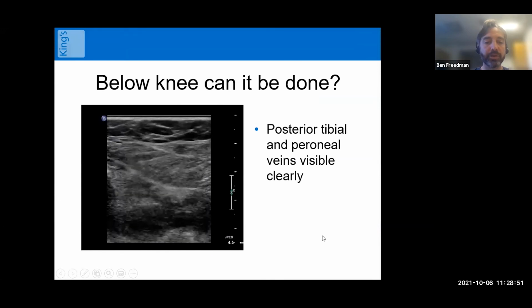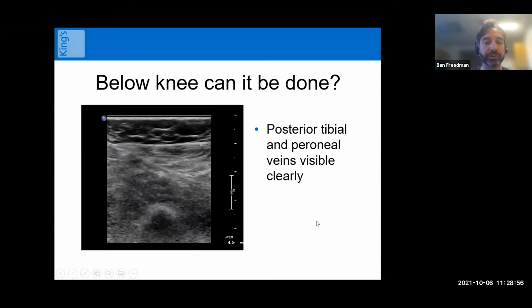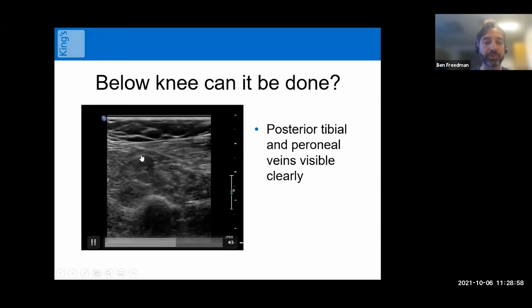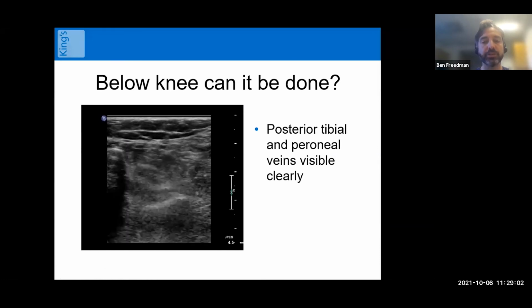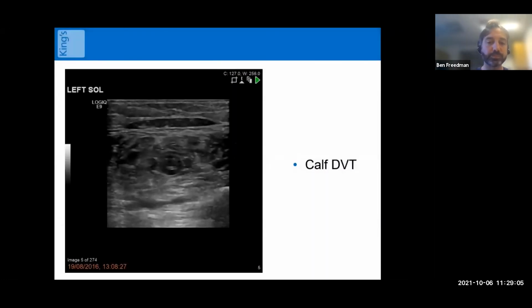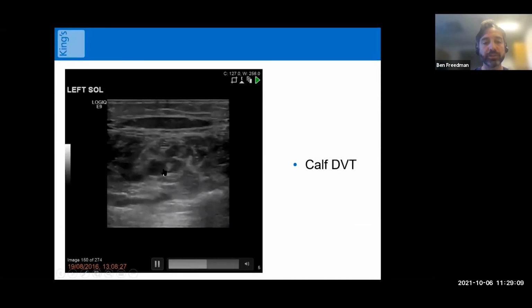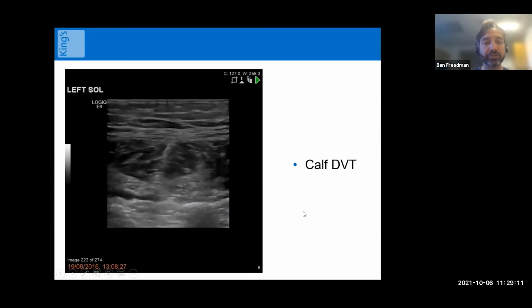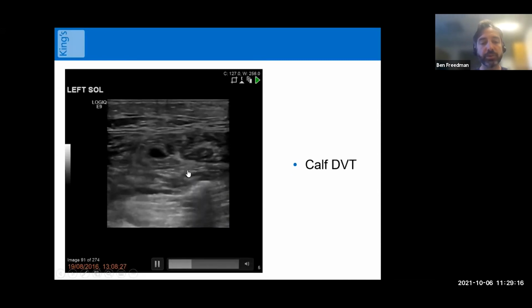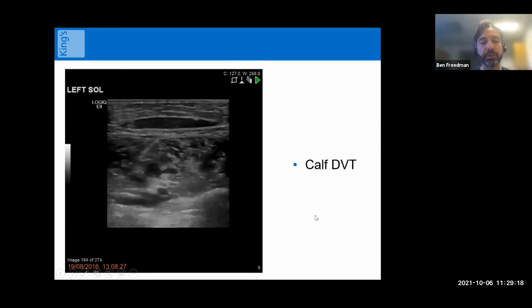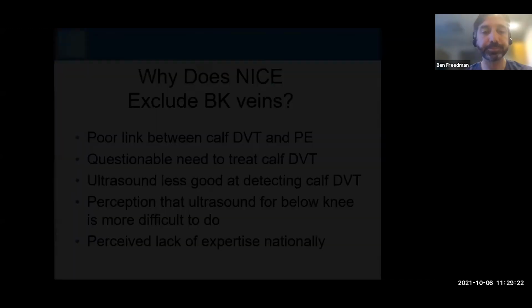So we can see a pair of peroneal veins in the middle of the image, compressing nicely, running all the way down, and we can see posterior tibial veins a bit further up on the image, compressing under the probe pressure. So clearly it is possible. And we can formally diagnose a calf vein DVT. You can see a muscular vein here, the soleal vein, which isn't compressing. A little bit more difficult to spot than the examples in the thigh, but it's very clear to be seen.